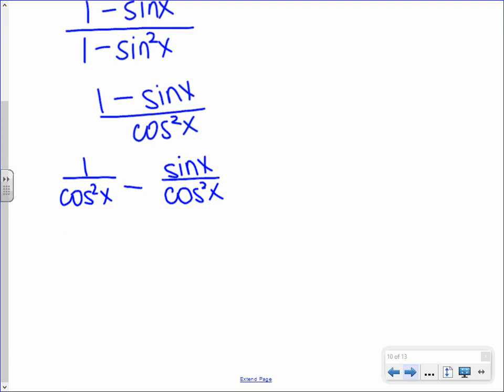Please be sure to include the angle every time. I know I'm not saying it. I'm trying to save some voice here. But make sure you're writing the x or the theta or whatever it is that they give you every time. Okay? 1 over cosine squared. What's that going to be the same as? What'd you say, remember? Secant squared x. Good.